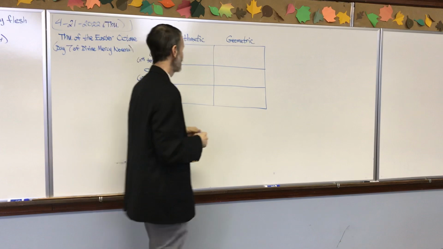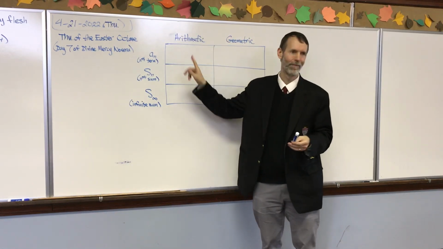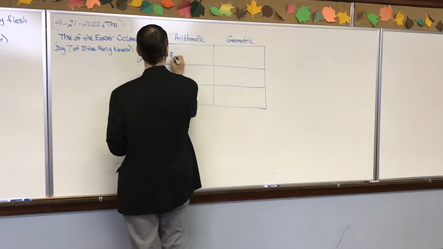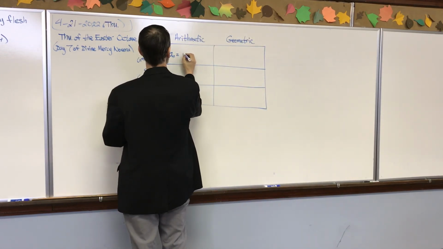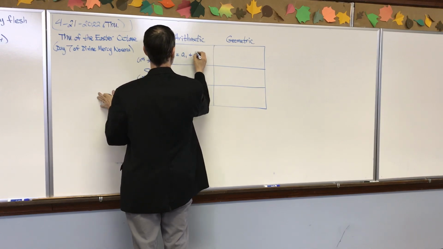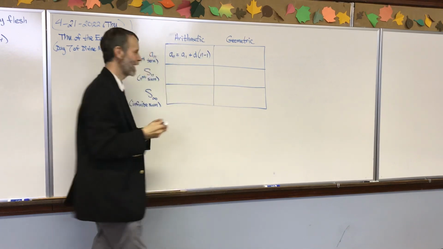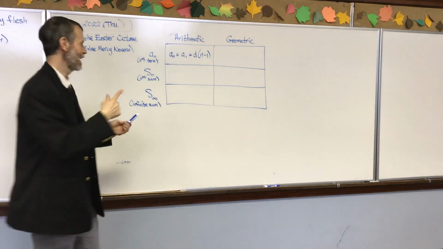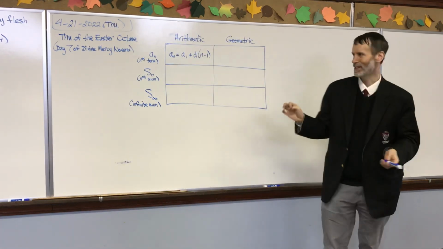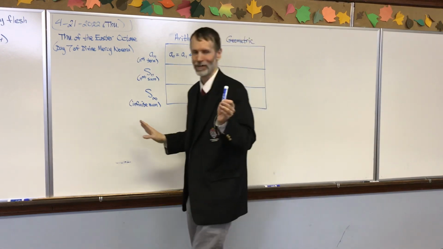Can anybody give me the formula for an arithmetic nth term? Go, Brendan. a sub n equals a1 plus d, parentheses n minus 1. Correct. Sub means below. a sub n equals a1 plus d times (n minus 1). The n minus 1 is always there, forever and ever.